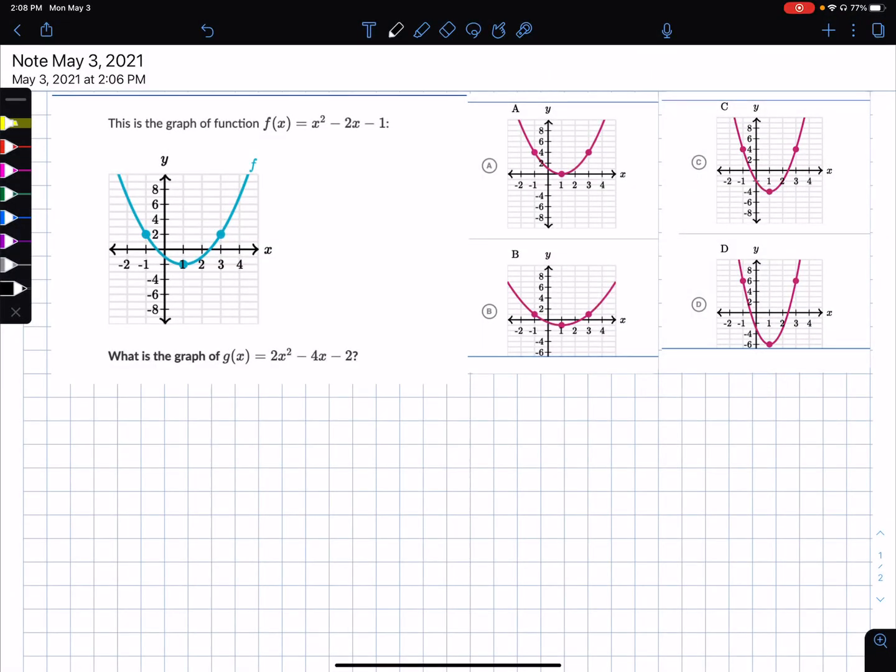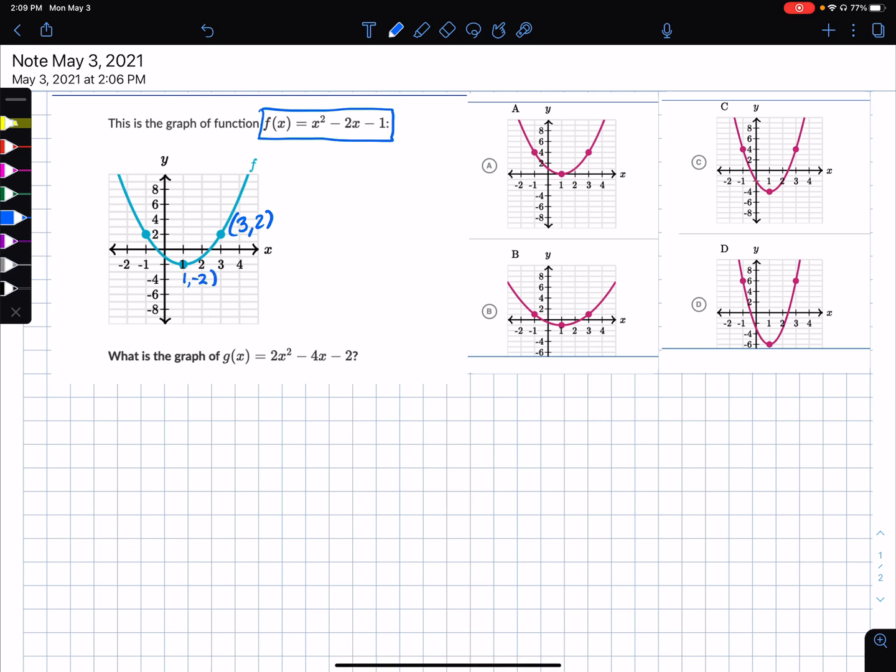In this problem, we are trying to figure out the transformed graph that results from starting with f of x, which is graphed in blue here, and 3 anchor points identified as well. So let me start by labeling those anchor points. Looks like we have 3, 2 for this one on the right. The vertex at 1, -2.